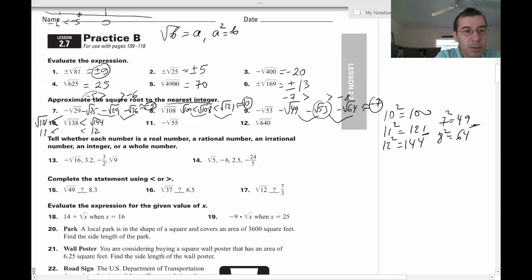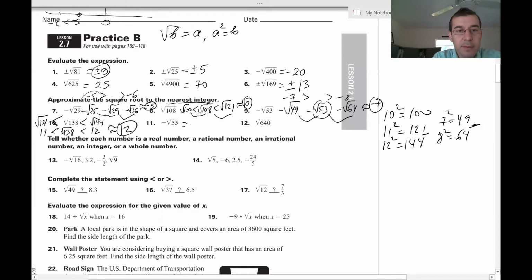So is the square root of 138 closer to 11 or 12? It's closer to 12 because the difference between 144 and 138 is 6. The difference between 138 and 121 is like 17. So that's why we say the square root of 138 is approximately 12.